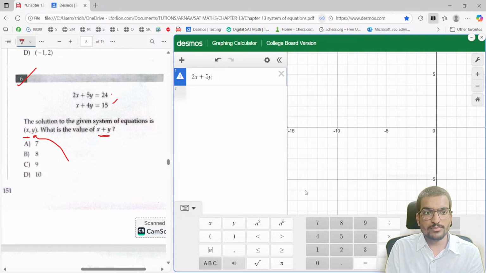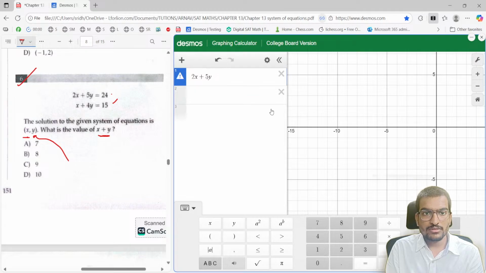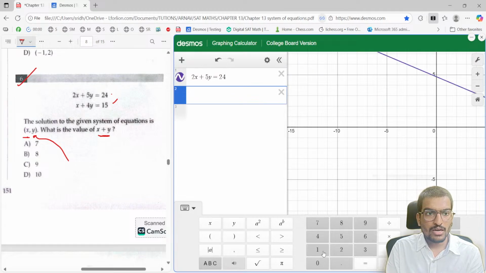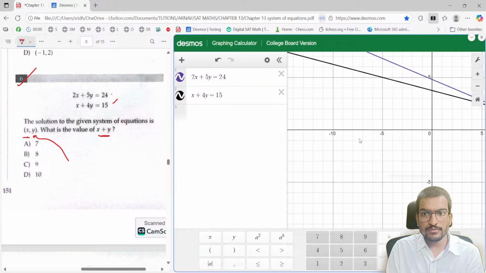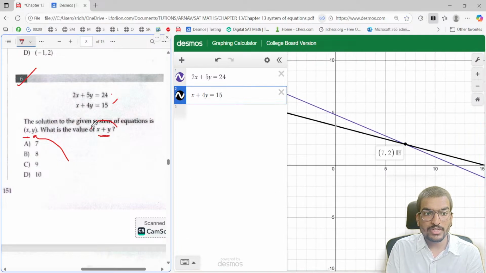So 2x plus 5y equals 24. Oh, sorry, you see, this is what happens sometimes. You get a wrong answer. 2x plus 5y equals 24, and x plus 4y equals 15. So they are meeting at 7, 2, but we need x plus y, 7 plus 2, which is 9, which is option C.